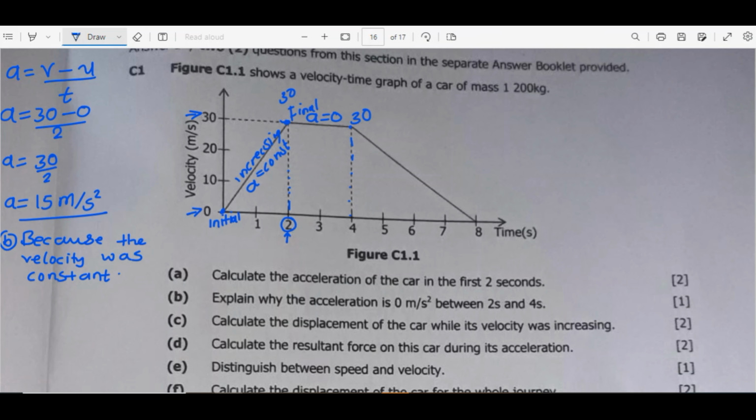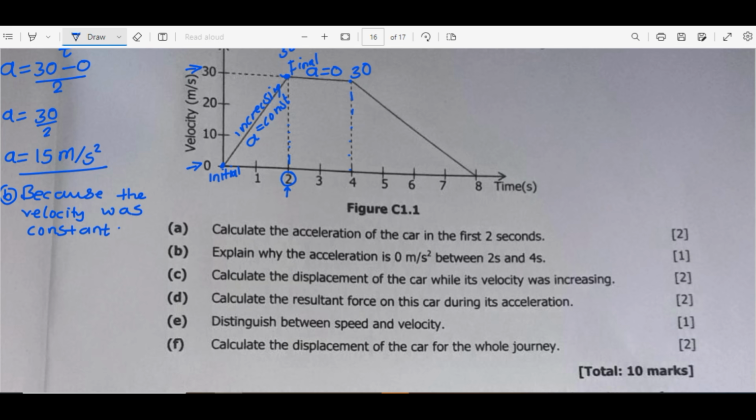Now we move on to question C. Calculate the displacement of the car while its velocity was increasing. So displacement is the same as the distance here. How can we find the distance when the velocity was increasing? The distance that we are solving for must be at this point, since it's where the velocity is increasing.